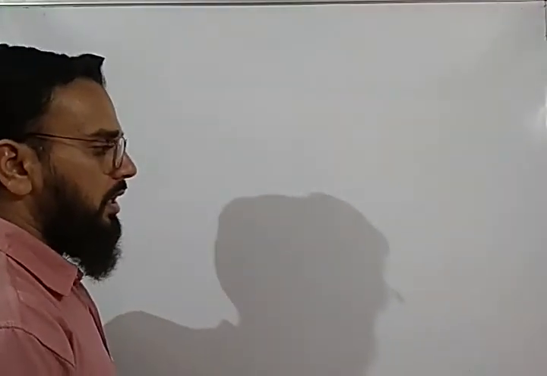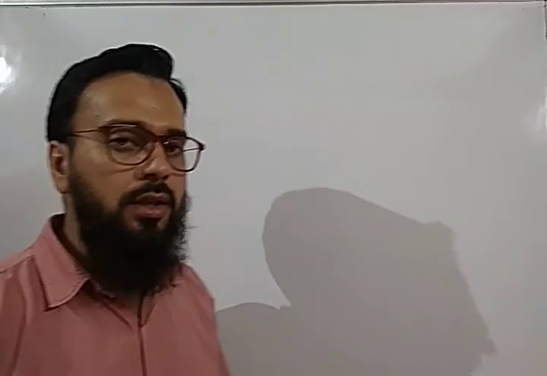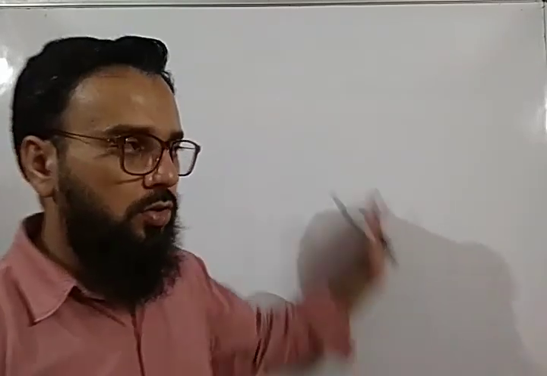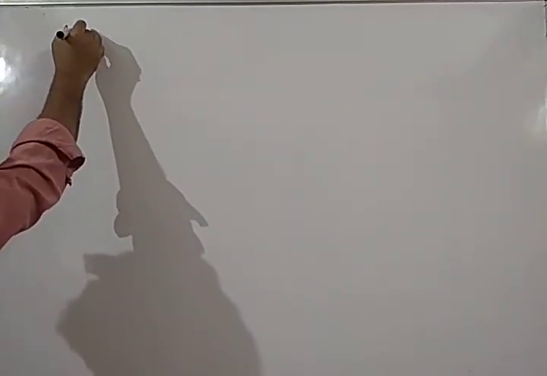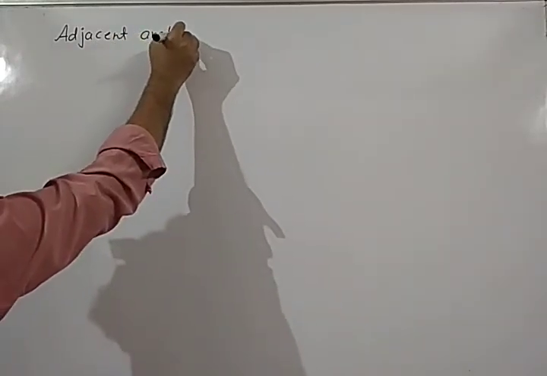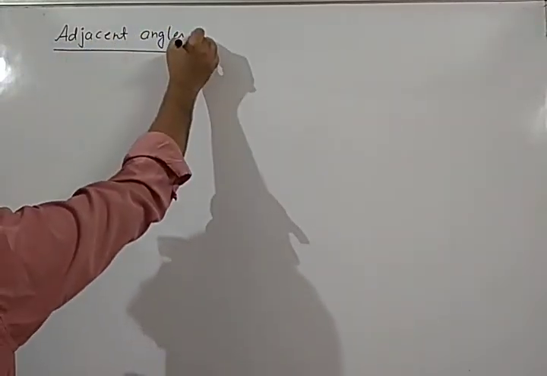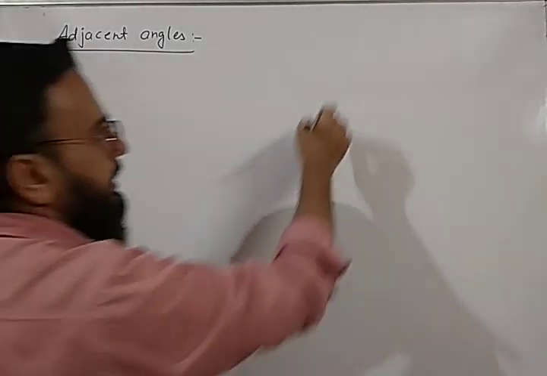So we are going to start some more types of angle relations, what the different angle relations are and how questions are solved on those relations. Okay, there are some theorems based on these angle relations. So let us start. There is a type of angle relation which is called adjacent angles. So what are adjacent angles?